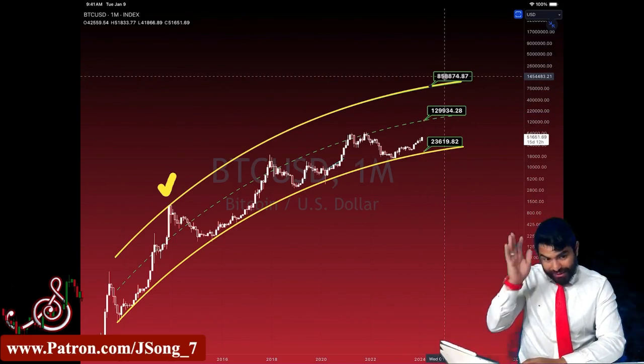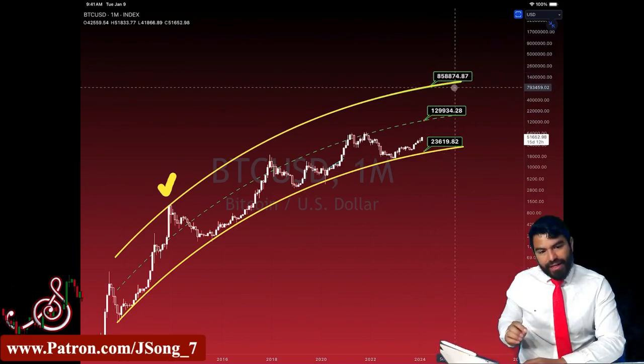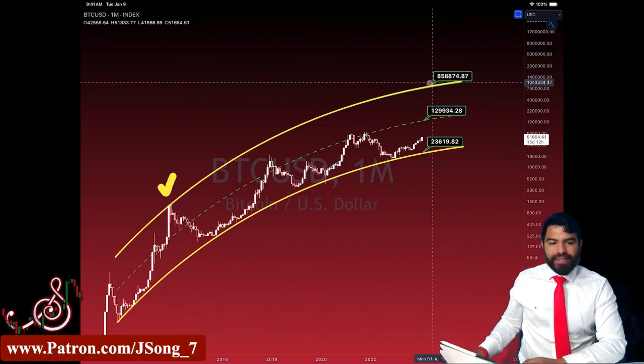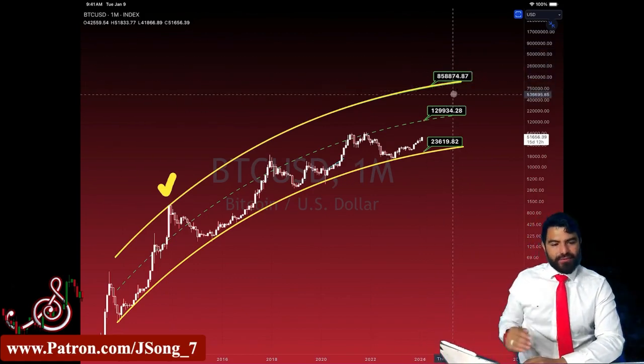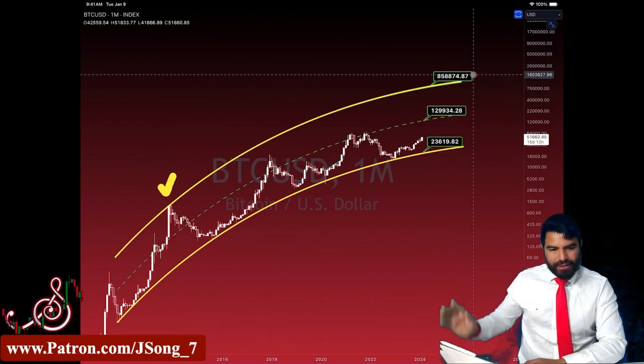Not saying it's going to go there, but that's a lot. But we could sell it at 859,000, and then we can look to get back in only after a break. Let somebody else take the risk of buying at the top of the market. We don't like to buy at the top of the market.